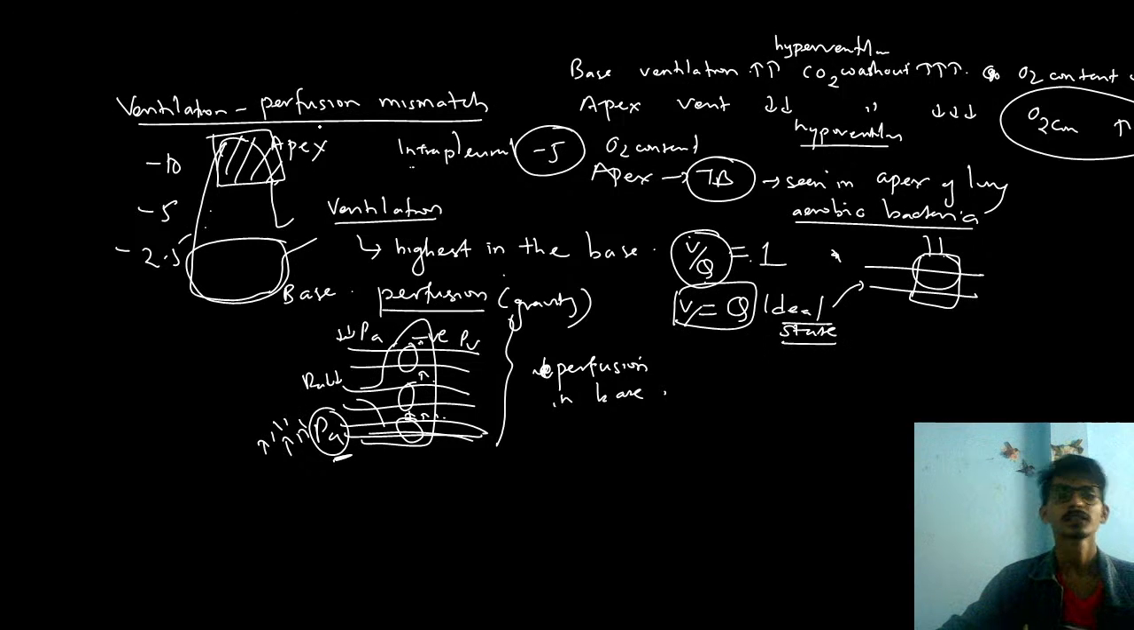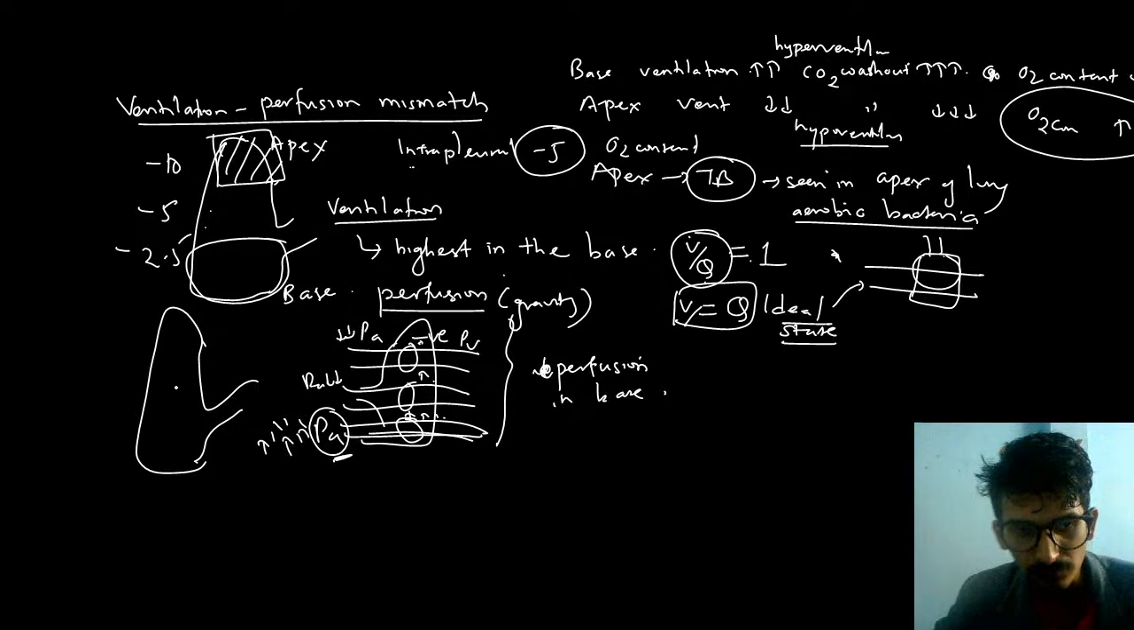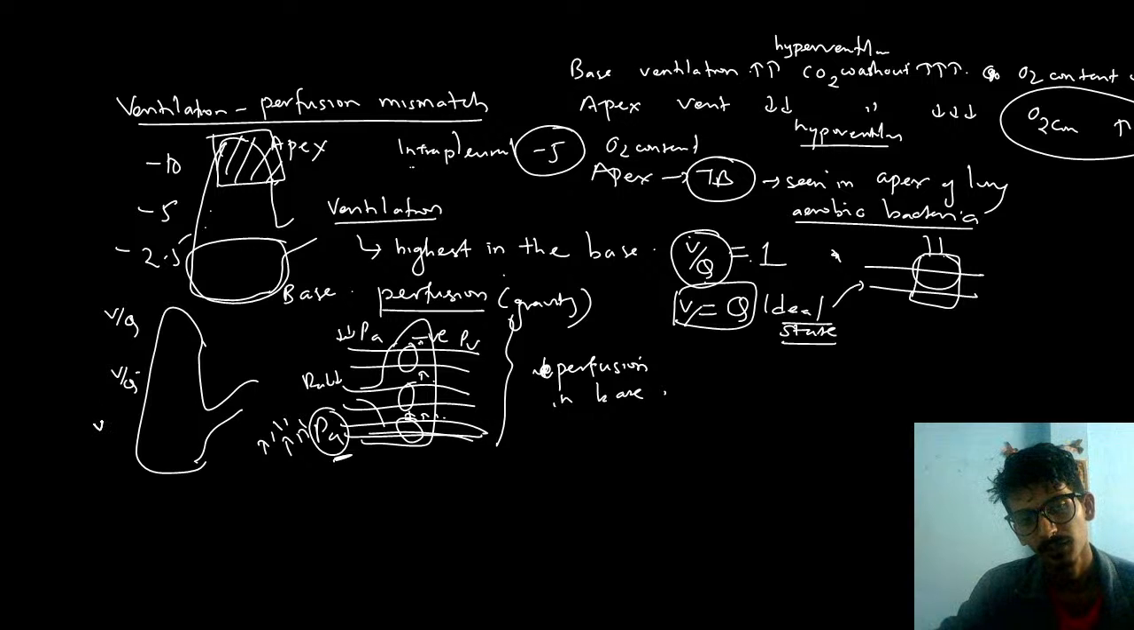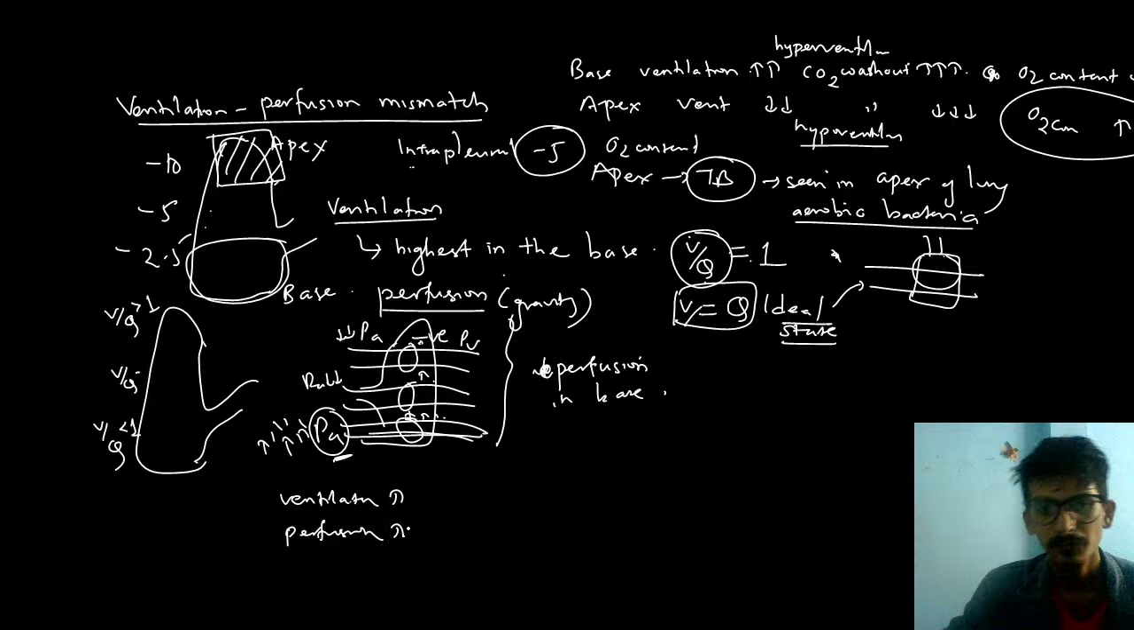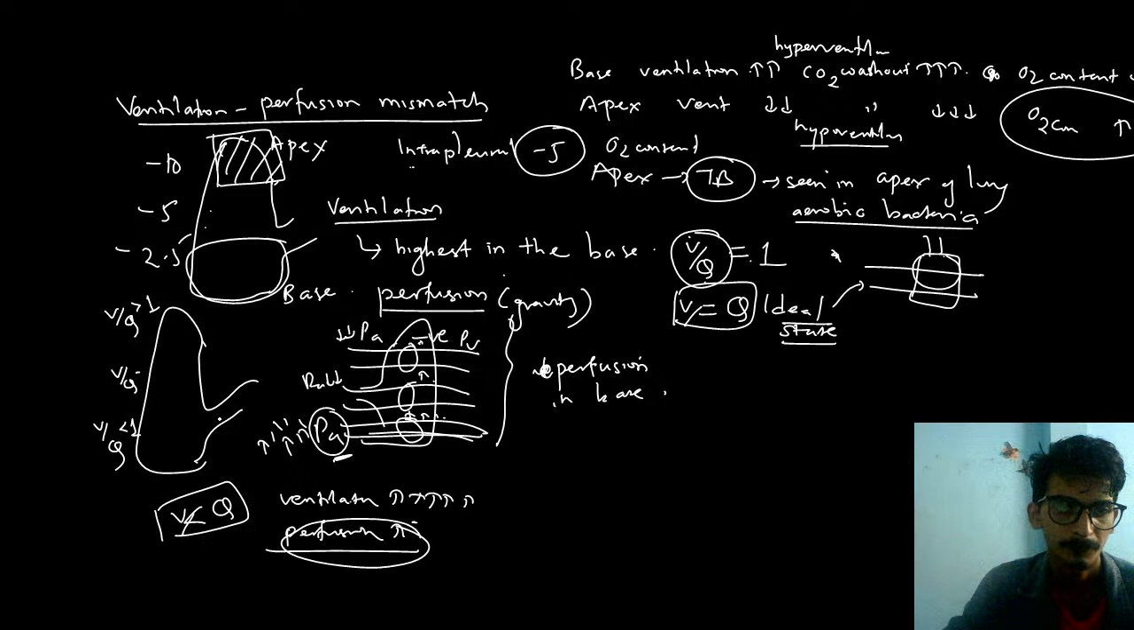Now ventilation perfusion will change over the regions of the lungs. So what will happen in the apex, and what will happen in the base? In the apex, although the perfusion is less and ventilation is less, the ventilation perfusion ratio is greater than 1, whereas in the base it is less than 1. Why does this happen? Because in the base we have more ventilation and more perfusion, but ventilation is so high that the perfusion cannot match it. So ventilation is lesser than perfusion in the base of the lung.